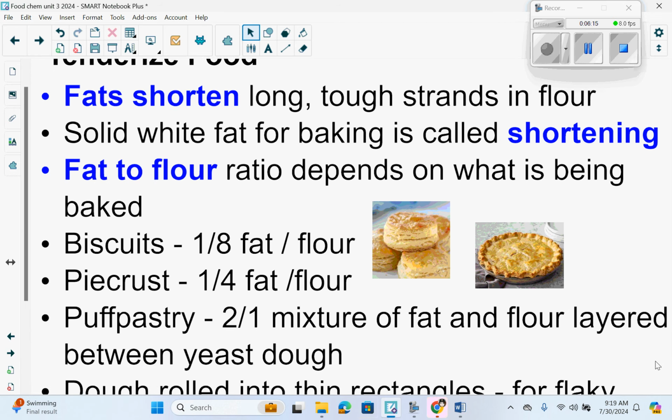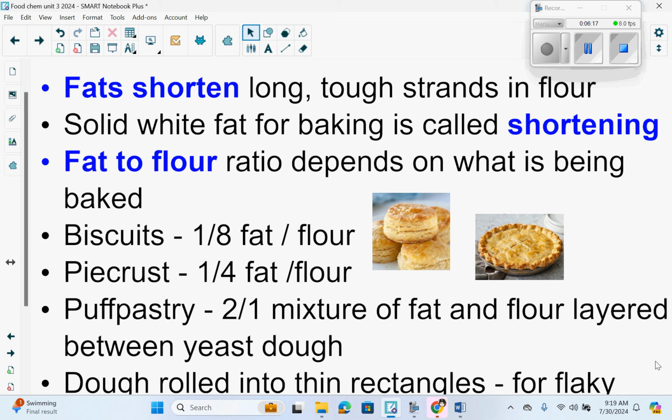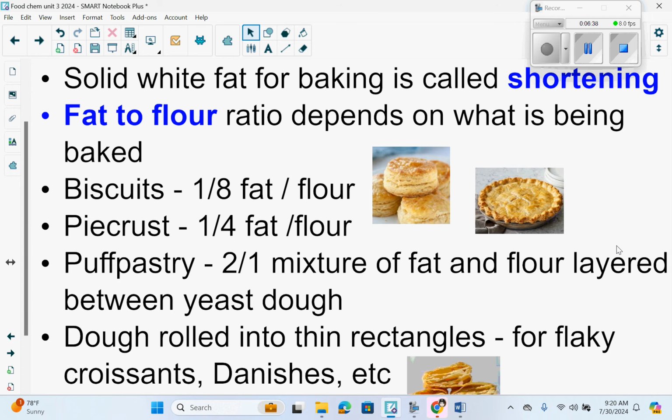Lipids tenderize food. Fats will shorten long, tough strands in flour. Solid white fat for baking is called shortening. Now, the fat to flour ratio depends on what is being baked. If you want to bake biscuits, it's a 1:8 fat to flour ratio. So there's your biscuits. In pie crust, it's a 1:4 fat to flour ratio.